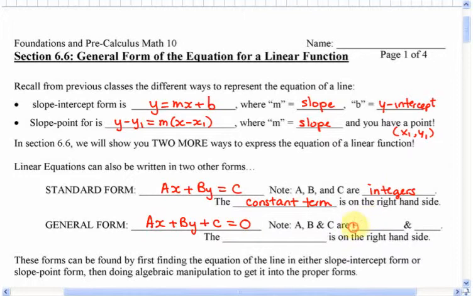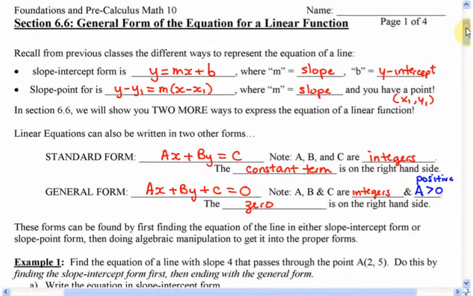a, b, and c once again are integers, but this time there are even more restrictions. The value of a has to be positive, okay? Positive. That means bigger than 0. And in this case, it's 0 that is on the right-hand side. Now, to get these new forms, the standard form and general form, we always first find the slope-intercept form or the slope-point form. Once we get those two forms from above, then we can convert to standard form or general form.